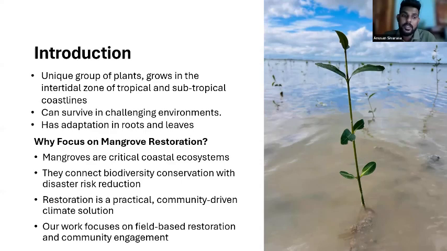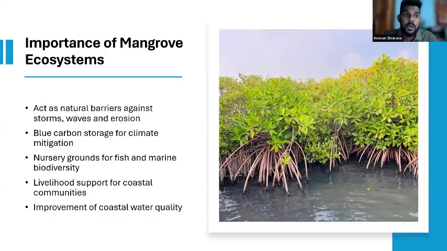They connect biodiversity conservation with disaster risk reduction, and restoration is a practical, community-driven climate solution. It is a very cost-effective and practical solution. Our work mostly focuses on field-level restoration and community engagement. Let's focus on the importance of the mangrove ecosystem.